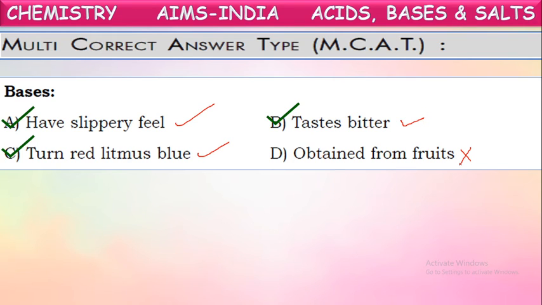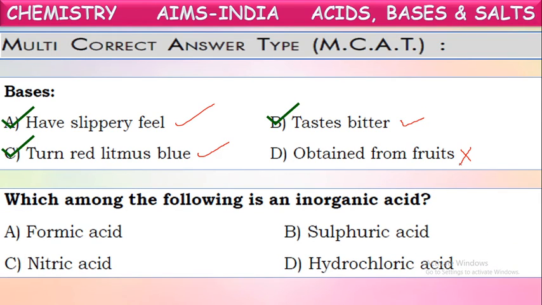ABC. Next one. Which among the following is an inorganic acid? What does it mean here? Inorganic acid. The acid prepared from the minerals in the laboratory is called inorganic acid or mineral acid. And there is one more kind of acids. The acids derived from natural substances are called natural acids or organic acids. Now we have to identify which among these is an inorganic acid.